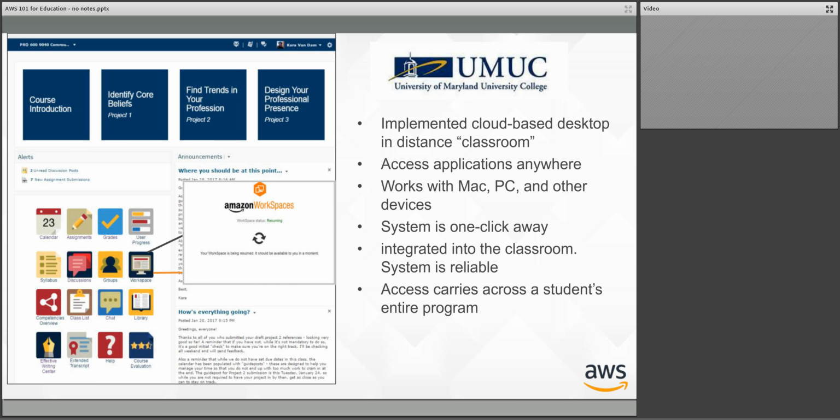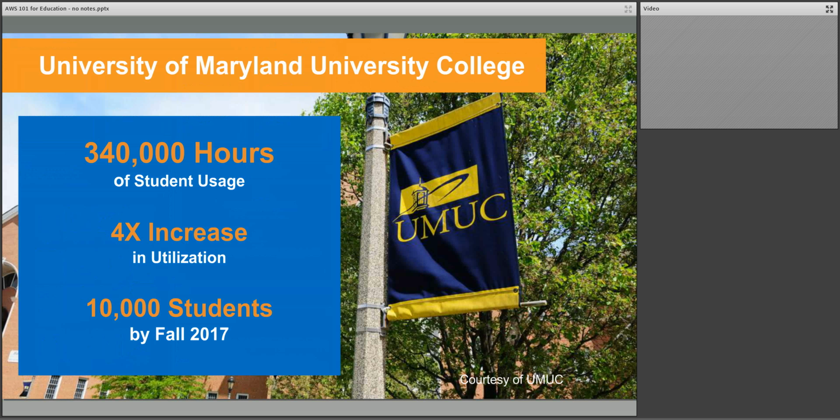UMUC has gone through and integrated this into the classroom. It's an incredibly reliable system that they now have distributed across multiple areas. And it allows students from anywhere to go and access, whether they're global, whether they're in a coffee shop. They've seen a 4-time increase of their utilization, and the number of their students that are moving to the platform continues to grow, targeting basically by the fall of this year 10,000 students with over 340,000 hours of student usage.